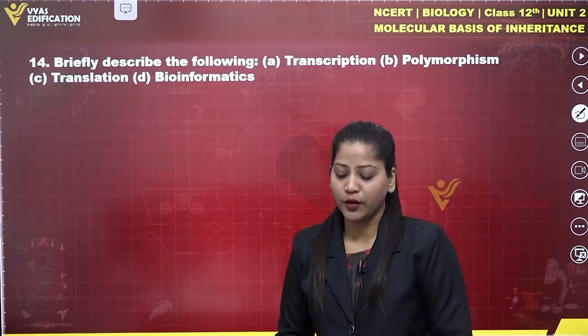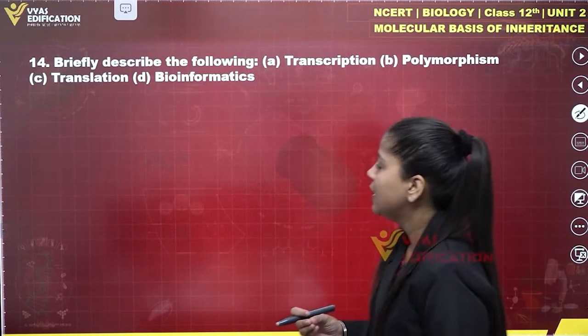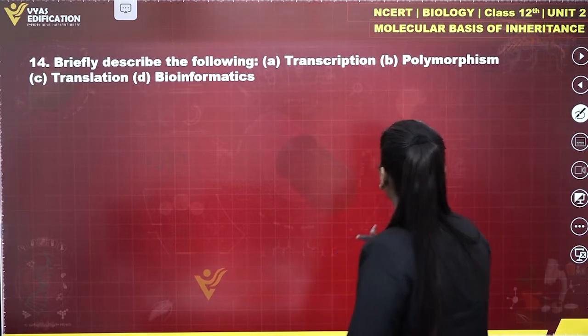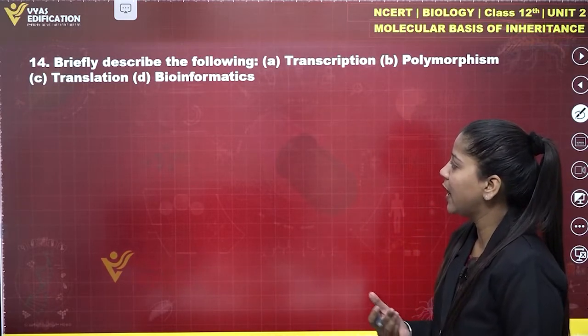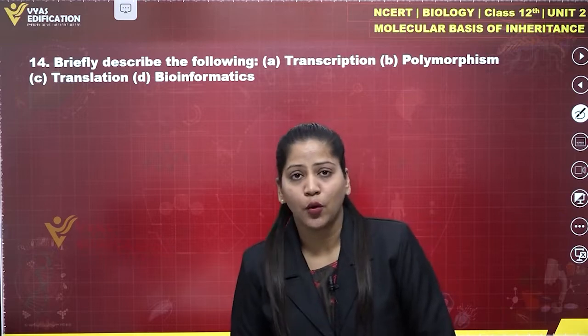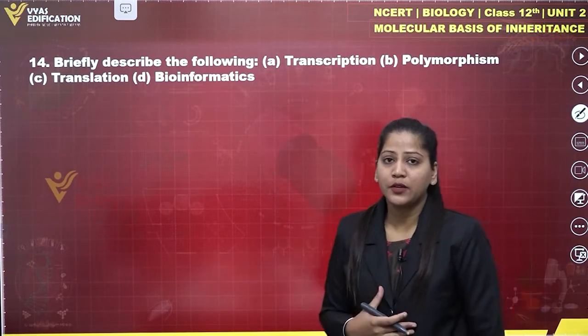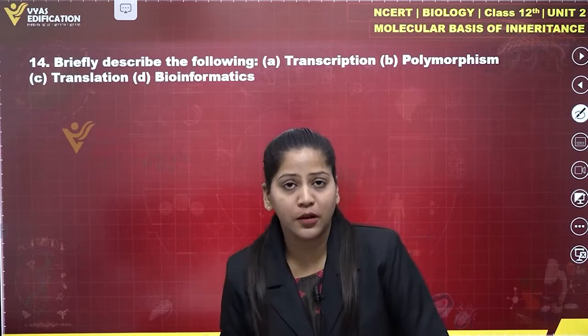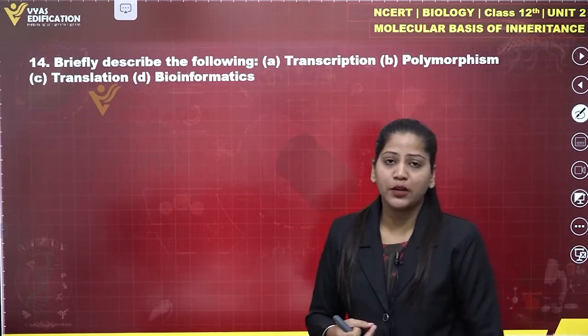Moving on to the last question of this chapter, that is question number 14. Briefly describe the following terms such as transcription, polymorphism, translation and bioinformatics. So we will be discussing each and every term, describing briefly each and every term on the screen one by one.